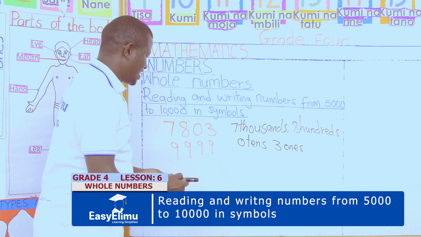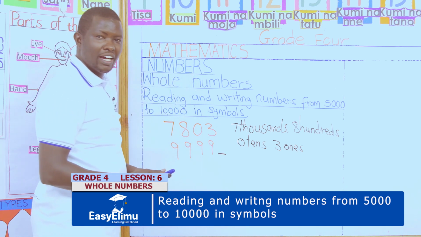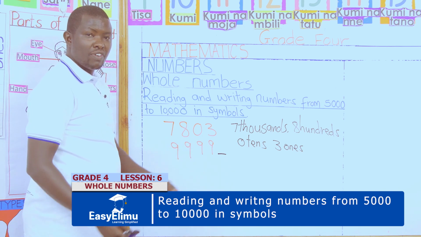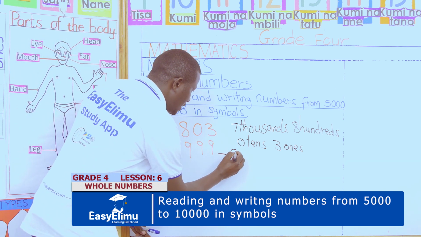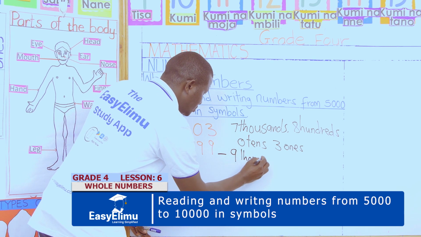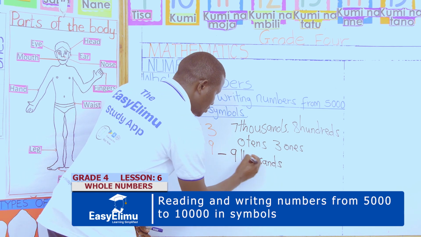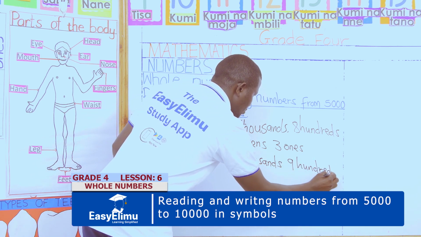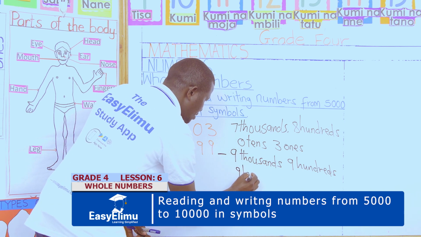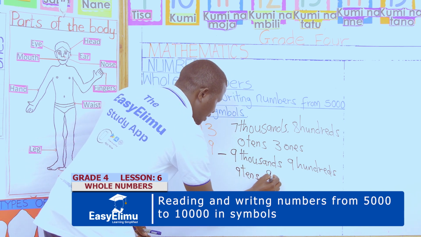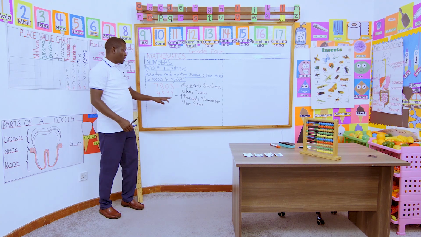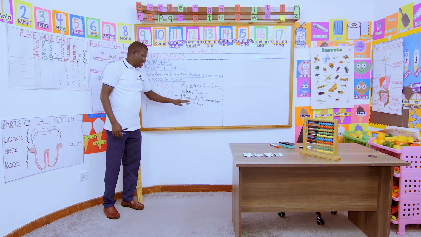So in our groups, can you read for me the next number? How will we read it? In our groups, can we represent this one? In the place value, we have 9 thousands, 9 hundreds, 9 tens, 9 ones. So if we were to read it, how will we read it? It will be 9,999.